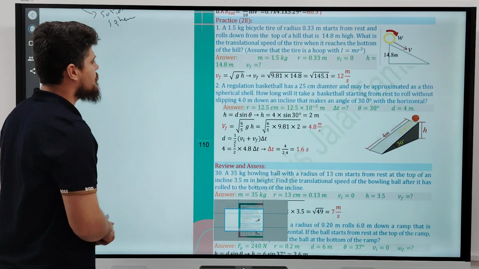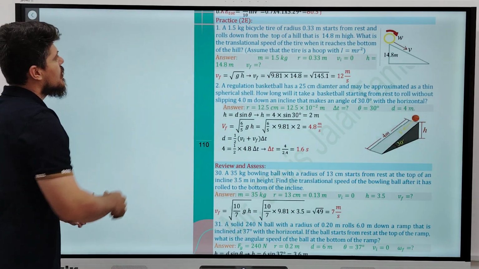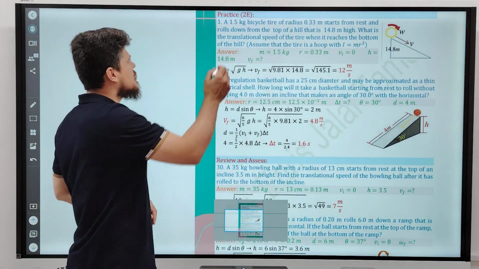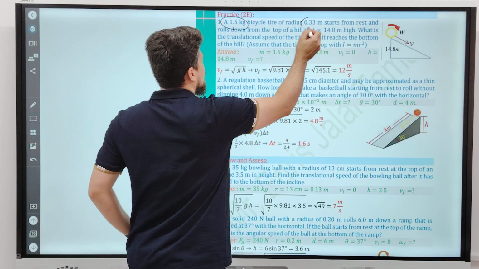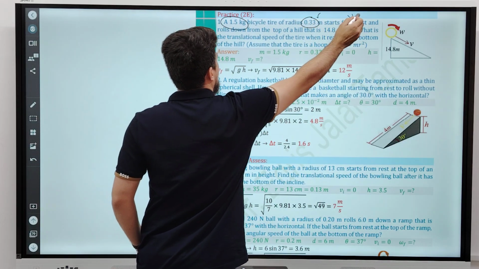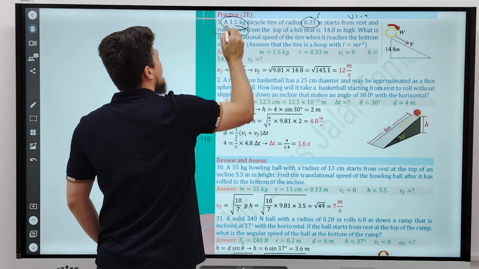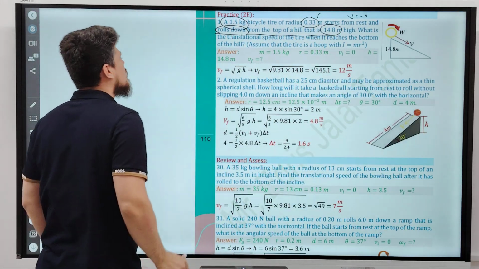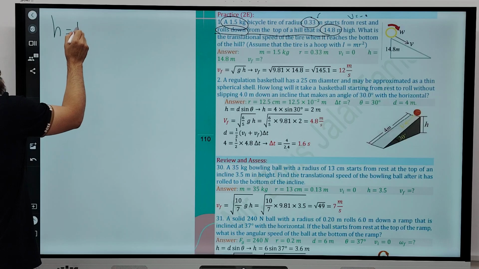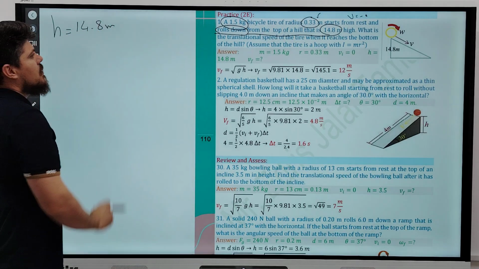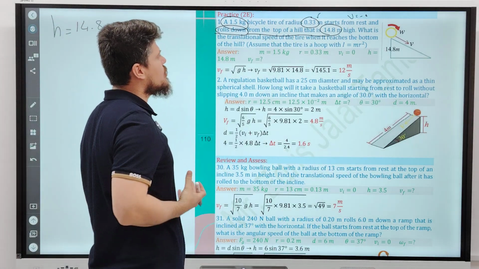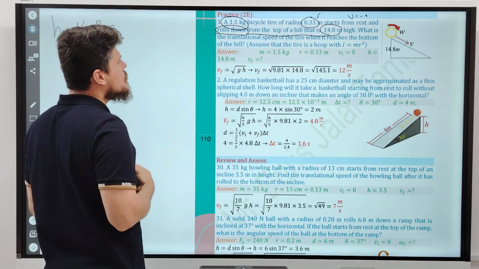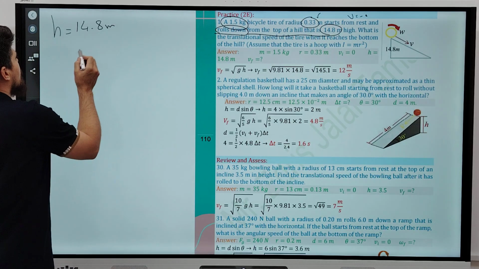Practice 2e. A 1 kilogram bicycle tire, this is mass, radius, from rest, V initial 0, rolls down from the top of a hill that is 14.8 meter in height. Height, we need height, 14.8 meter, okay? What is the translational speed of the tire when it reaches the bottom of the hill? Assume that the tire is a hoop with moment of inertia 1.